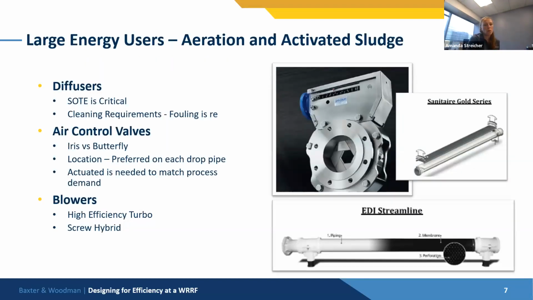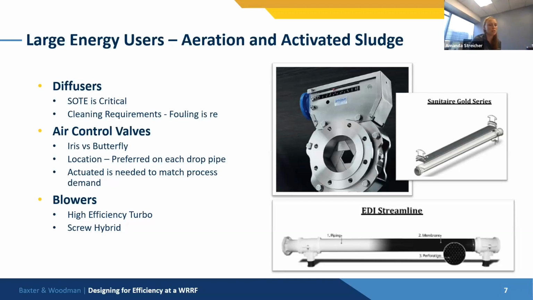So aeration is the largest energy user at a treatment plant. A lot of these examples come down to blowers. That's a big horsepower requirement. High efficiency turbos are very efficient in a tight range of airflow. Screw hybrids are also very efficient in a wider range of airflow. So with two efficiency blowers, understanding which one is the best for your process, and then how to control the delivery.